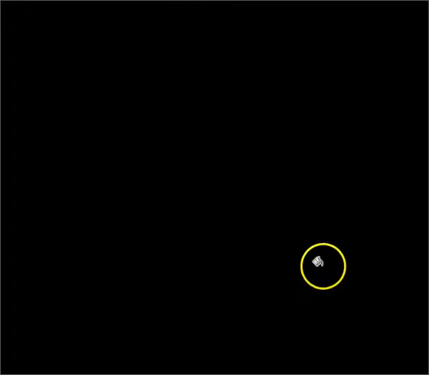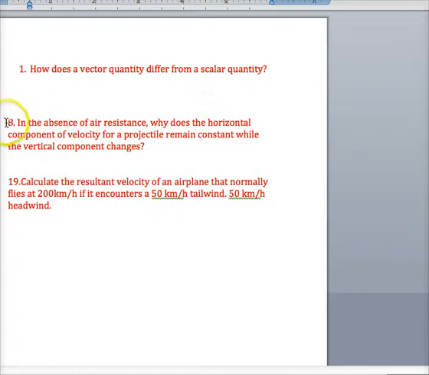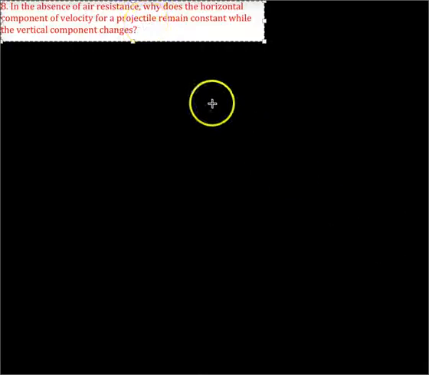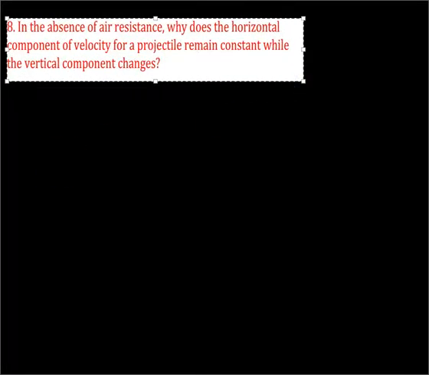Clear the page, and we'll move on to question number 8. That's not question number 8, I'm sorry. Let me grab question number 8 real quick. Here we go. It says, in the absence of air resistance, so no air resistance, remember, nothing affecting it from the air, why does the horizontal component of velocity for a projectile remain constant while the vertical component changes?